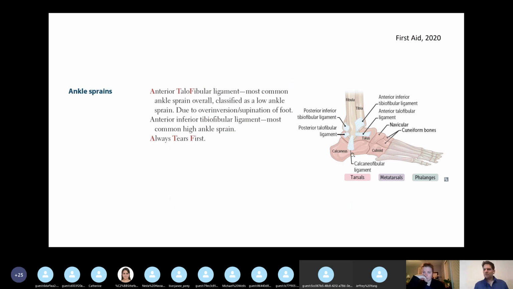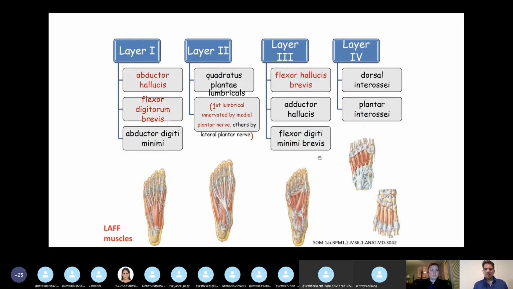So another good one, for some reason, I remember a question about this. It may have been from Gray's on the test or something. The calcaneofibular is the lowest ligament, the most distal ligament there. So obviously you can tell what bones they come from because it's in the name. But for some reason, I remember a question asking which one was the most distal.